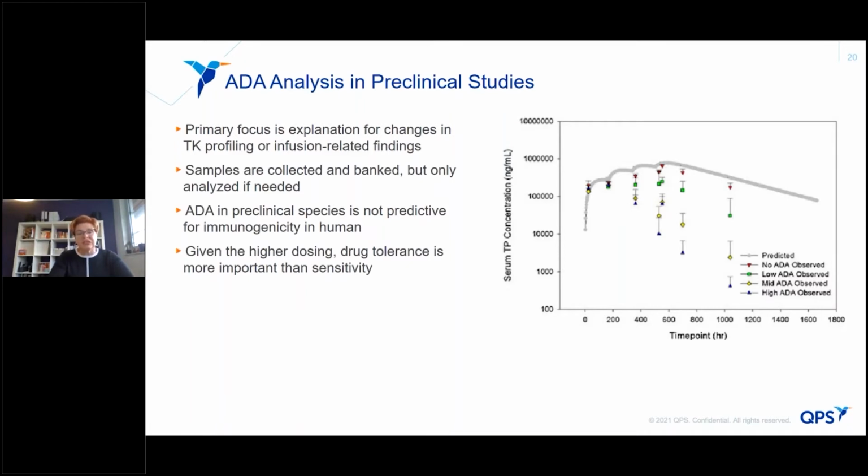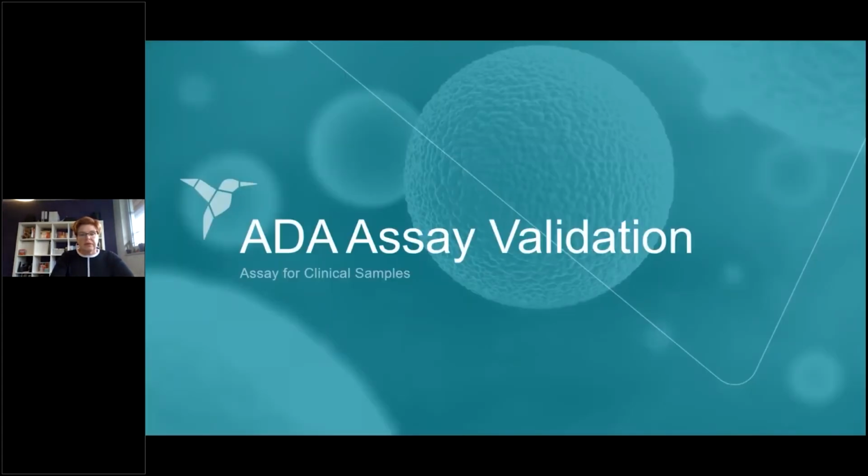Given the higher dosing in preclinical studies, the drug tolerance is more important than the sensitivity. The tolerance is the amount of drug that can be tolerated without giving a negative signal for a positive sample. And in the method development, there is much more attention to the high levels in the preclinical study.